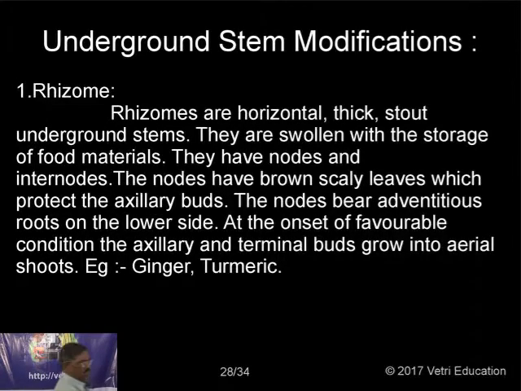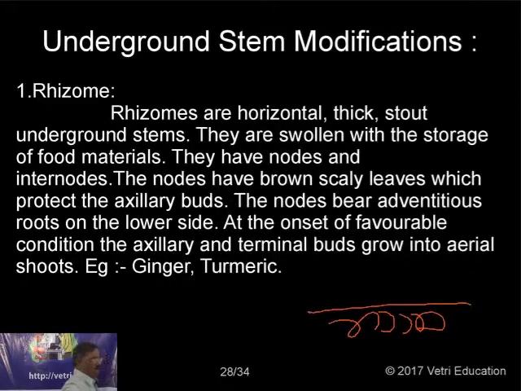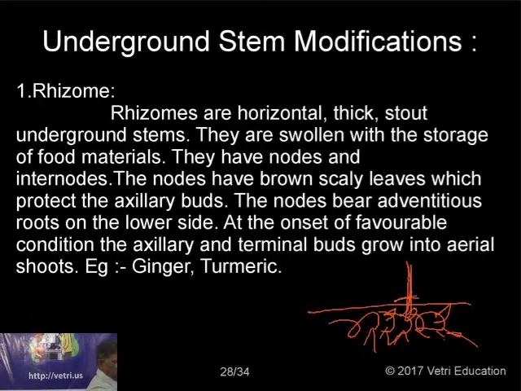The rhizome is horizontal, growing horizontally below the ground, and it has nodes and internodes, scale leaves, and at the terminal part a terminal bud. At each node there is an axillary bud, and whenever the condition is favorable, it germinates, grows and gives leaves at each node, and below you have adventitious roots. At the end of the season, they store food material, and the aerial part dries and dies. But the inner part, the rhizome, remains in the ground. That is called perennation. Examples are ginger and turmeric.